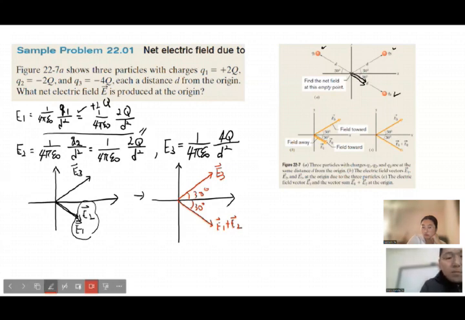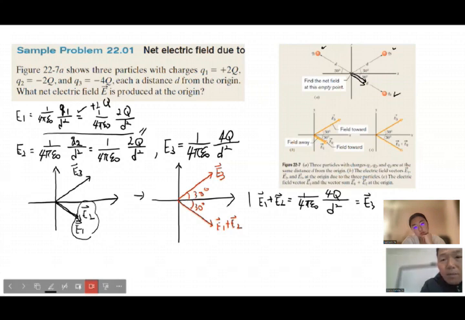So first of all, you will have to add the two fields from charges Q1 and Q2. So that is 1 over 4 pi epsilon naught times 4Q over D squared. That is the same as E3. The magnitude itself is the same as E3. So your total electric field should be twice of the E3 x component.